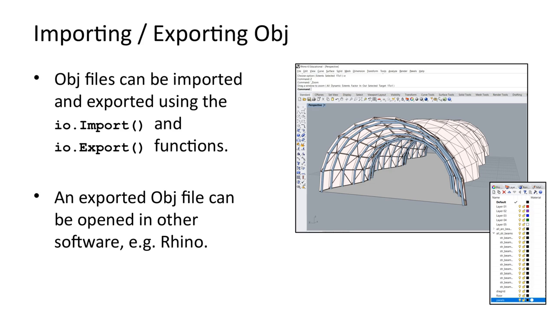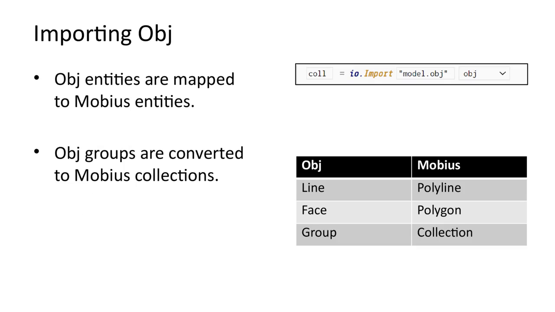OBJ files can be imported and exported using the io.import and io.export functions. When importing from an OBJ file, OBJ entities are mapped to Mobius entities. In the example line of code, a file is imported from local storage. The table shows the mapping of entities. Note that groups in the OBJ file are mapped to collections in Mobius.